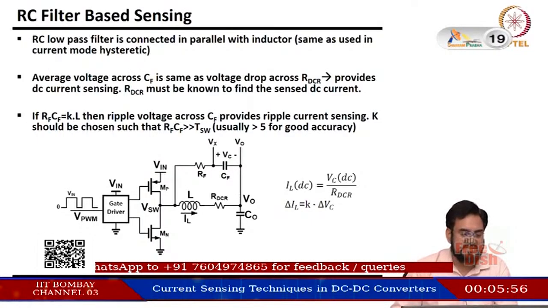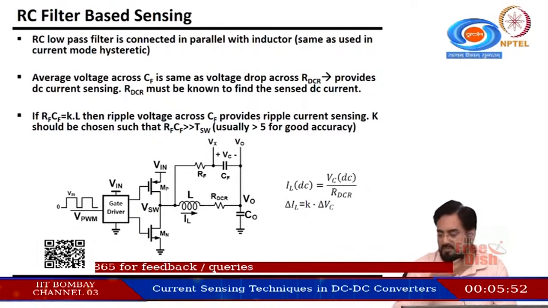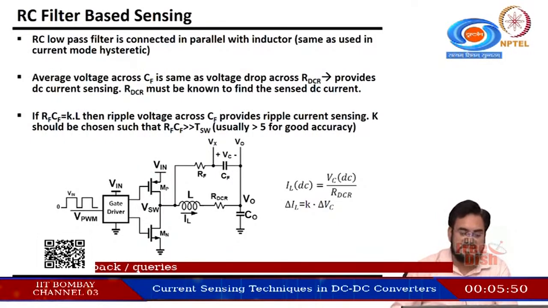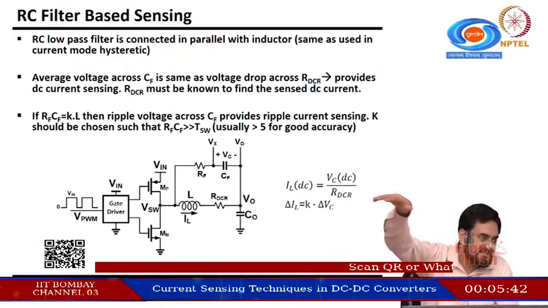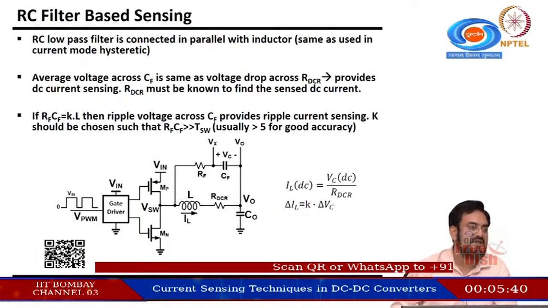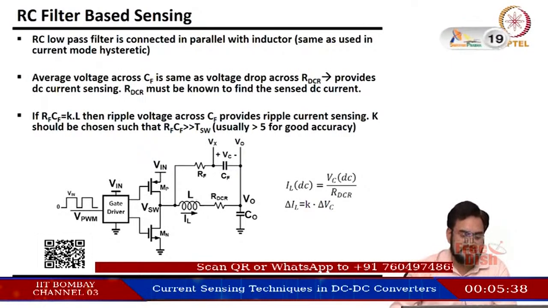So if you choose RF CF equal to K times L, then the ripple voltage across CF provides the ripple current sensing, and K should be chosen such that RF CF is much larger than TSW, because we are looking for a triangular waveform, not exponential. We don't want to have any non-linearity, because we are replicating the inductor current into the ripple voltage here.